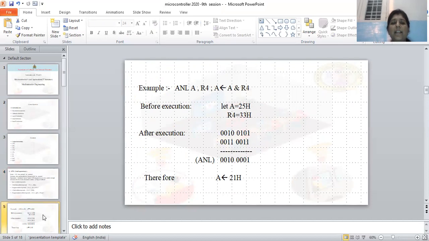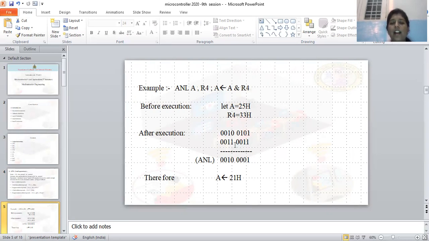Consider an example: ANL A, comma, R4. Here it will perform the AND operation between the accumulator and the register content and store the result into the accumulator. Let the accumulator content be 25H and the R4 register content be 33H. Convert this into binary. So it will become 00100101, which is equal to 25H, and 00110011, which is equal to 33H.